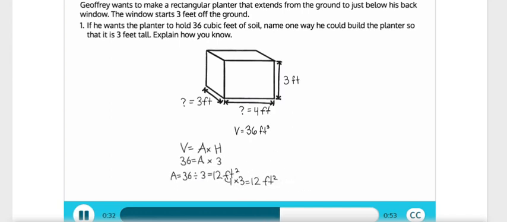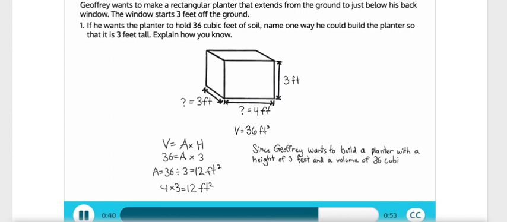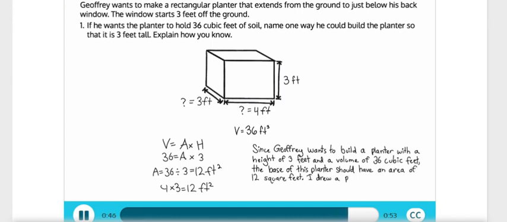Now, I needed to explain my answer. Since Jeffrey wants to build a planter with the height of 3 feet and a volume of 36 cubic feet, the base of this planter should have an area of 12 square feet. I drew a planter with the length of 4 feet, a width of 3 feet, and the height of 3 feet.